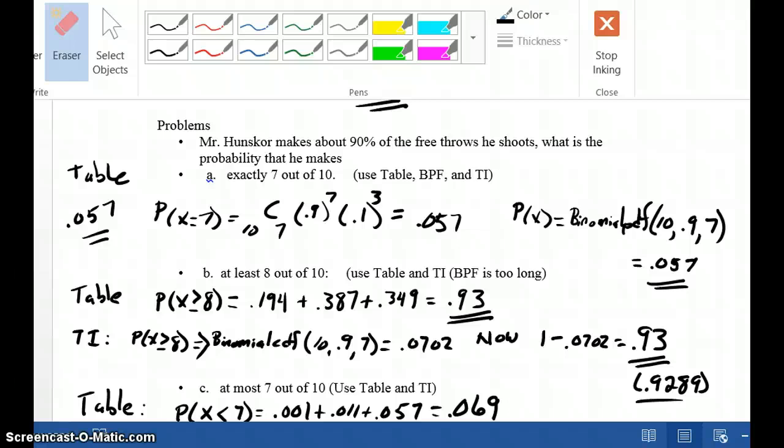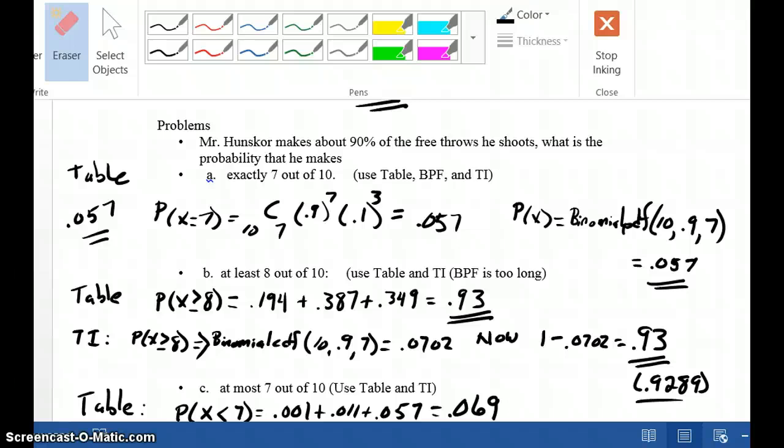On the left, if I use the table, I'm going to say n is 10, find x where it's 7, and then go over to the right side on the top of your page, and you'll find 0.9. You find where the column and the row intersect, and you will get 0.057. So that's the probability that I can make exactly 7 out of 10 if I'm a 90% shooter.